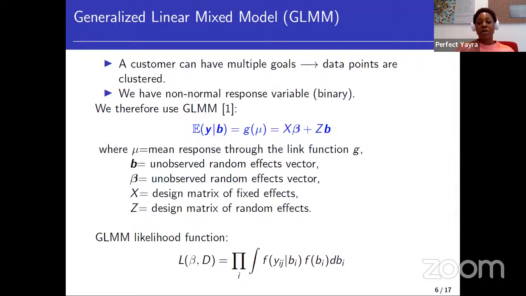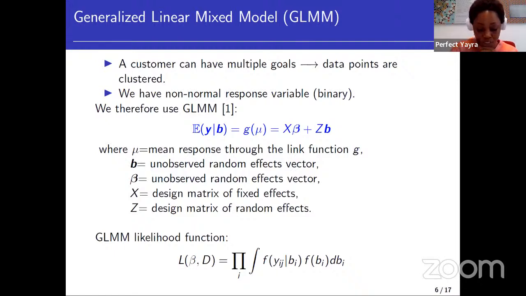Now, what we have is a response variable, right? A customer will achieve a goal or not achieve a goal within the time frame that the customer has set. We also have that customers can have multiple goals, so the data can be clustered. Our observations can be clustered per customer. One customer can have 5 goals, so that is in a cluster, and another customer can have just 1 goal, so that is also in another cluster, and so on.